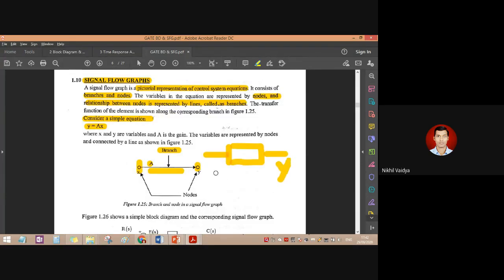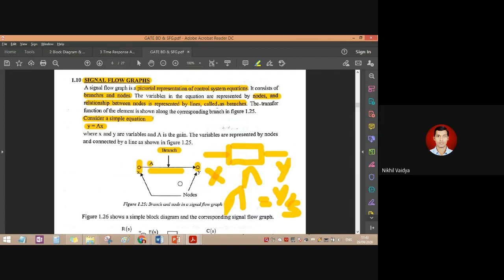This is y, this is x, and this is a. So this is a we have. Consider this as a. So what is a? We write generally the formula for a is equal to y by x, output upon input.